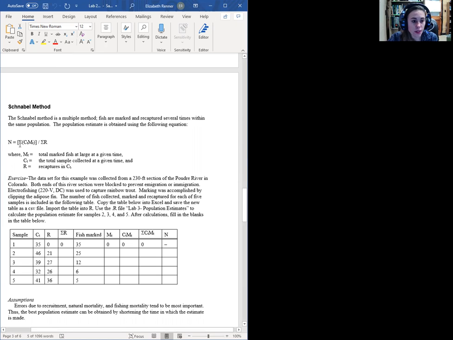N equals the sum of CT times MT divided by the sum of R. So M sub T is the total marked fish at large at a given time. So all the marks. CT is the total sample collected at a given time. And then R is the number of recaptures in that CT sample.